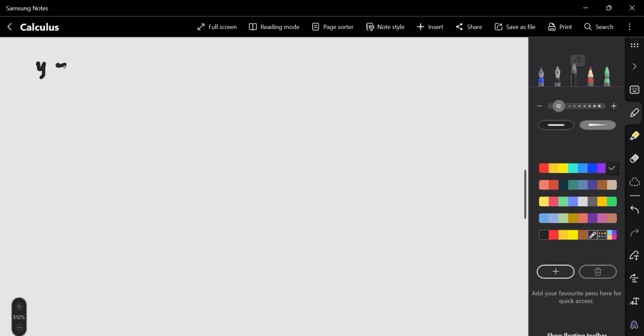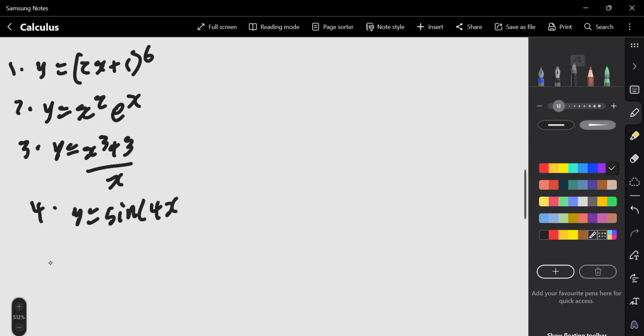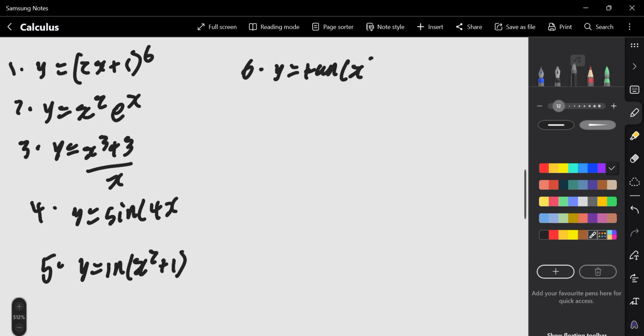So let's go. Let's do some questions. Number 1: y equals (2x plus 1) to the 6. Number 2: y equals x squared e to the x. Number 3: y equals x cubed plus 3 over x. Number 4: y equals sine of 4x. Number 5: y equals ln of (x squared plus 1). Number 6: y equals tan of x squared.